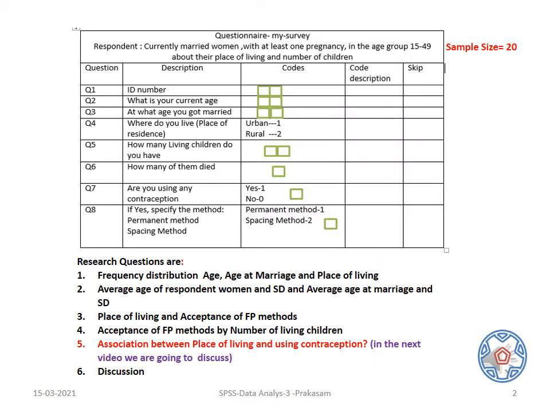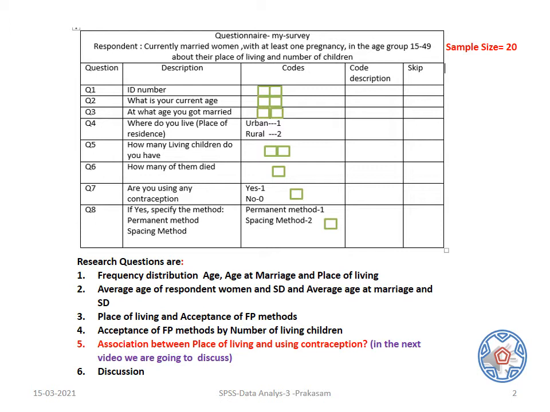To begin with, we will start with one example: a researcher is interested in currently married women with at least one pregnancy in the age group 15 to 49, and about their place of living and number of children. You want to conduct a study and identify a few questions to find out what the descriptive statistics are. For that purpose, a questionnaire has been designed.